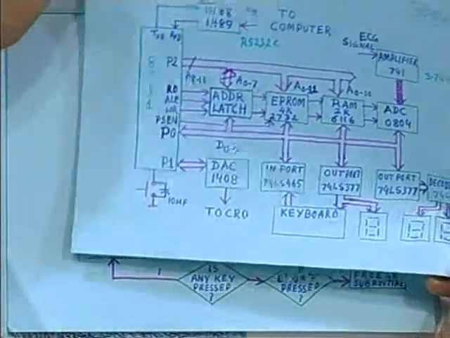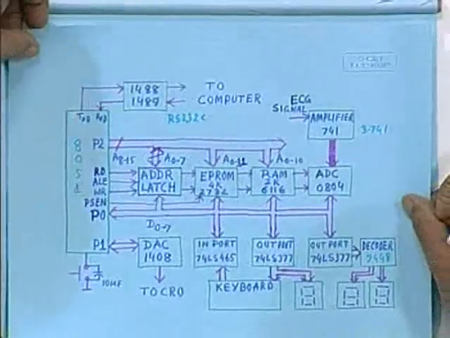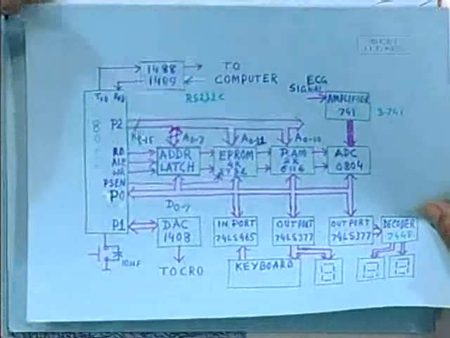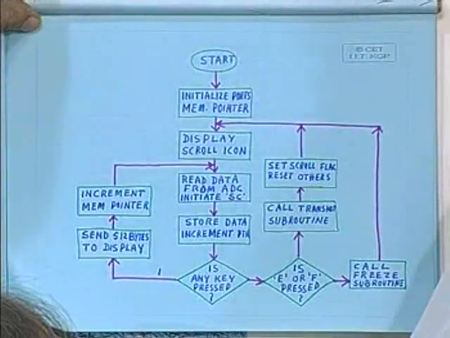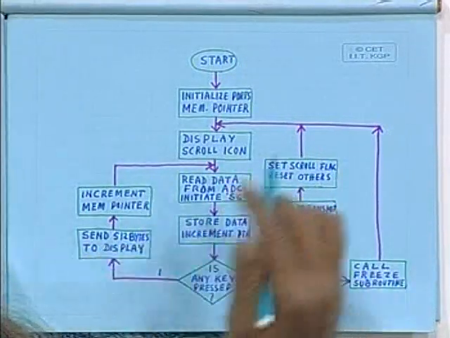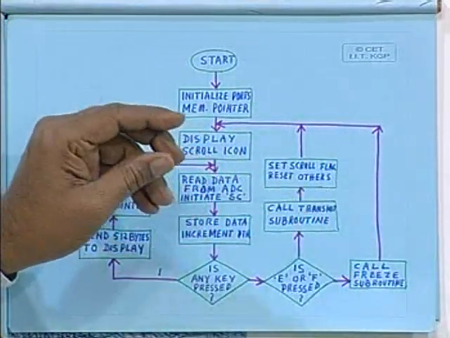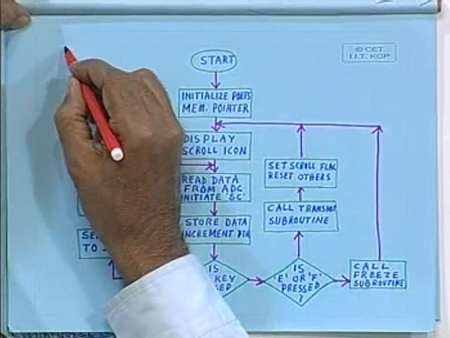Now we shall come to the software. As I mentioned, the system will have three modes. In the first case, it will acquire data. That particular mode we have given the name scroll mode. Why we have given the name scroll mode will be very clear to you. This is the flowchart for that main program.